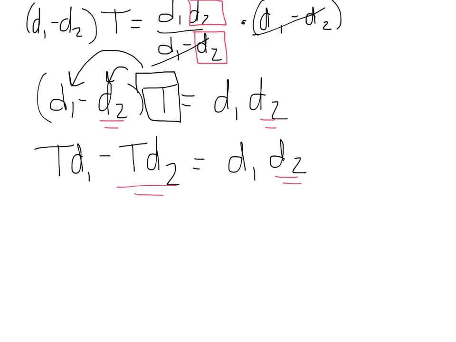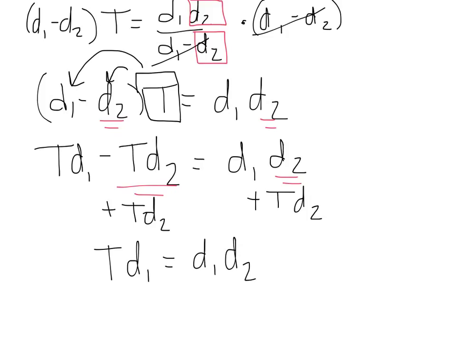So I'm going to add t d2 to both sides of the equation so that I can get the d2's to one side so that I can factor. So I'm left with t d1 equals d1 d2 plus t d2, which I'm then going to factor so I can finish up solving this problem.